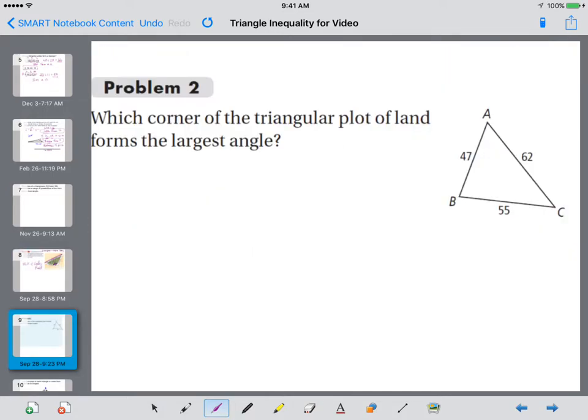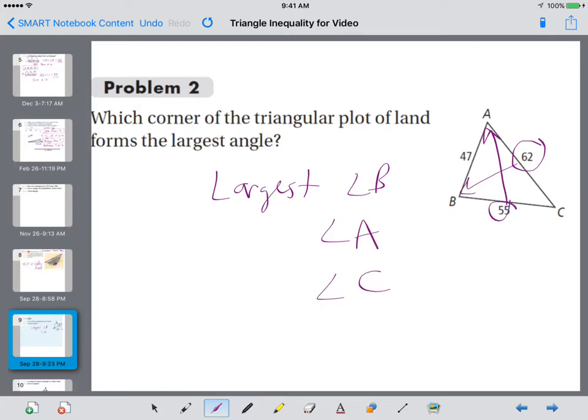Let's attempt which corner of the triangular plot of land forms the largest angle. Again, the largest angle would be opposite the largest side. So 62 is the largest side. So the largest angle would be angle B, followed by angle A with 55, and angle C would be the smallest.